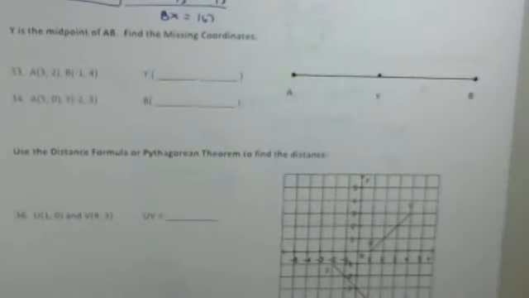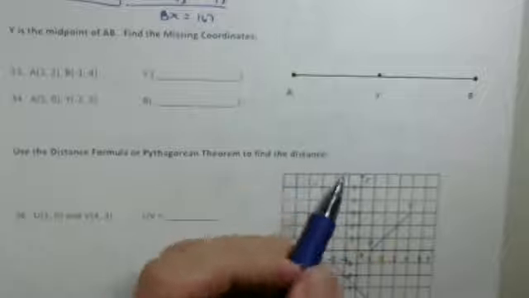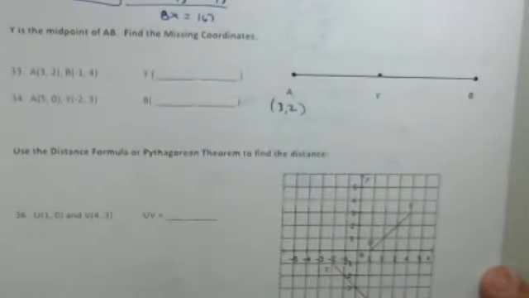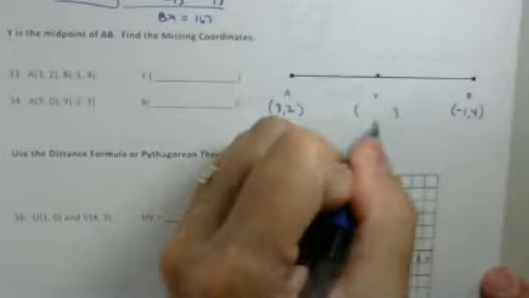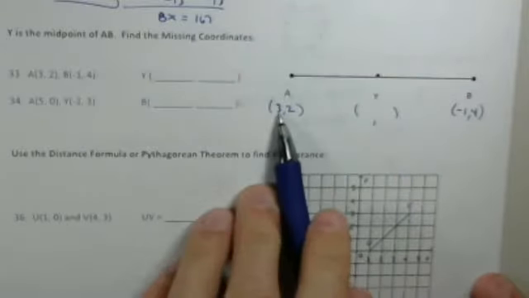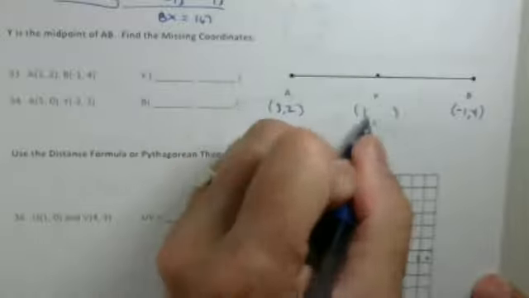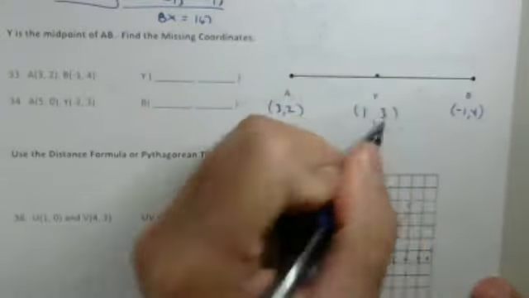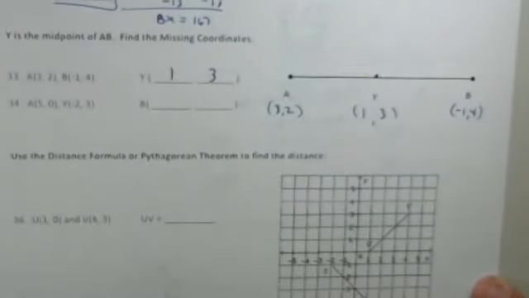Now, this part really confused a lot of you the first time we did it. Make sure you draw your number line. That's the difference in getting these right or wrong. We know that A is at ordered pair 3, 2, and B is at negative 1, 4. So to find Y, we've got to find the average. 3 plus negative 1 is 2, divided by 2 is 1. 2 plus 4 is 6, divided by 2 is 3. So I know the answer to that problem, the midpoint, is 1, 3.